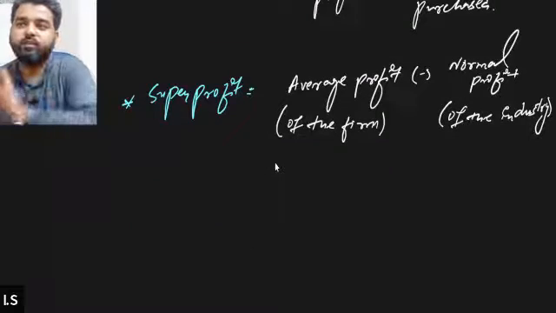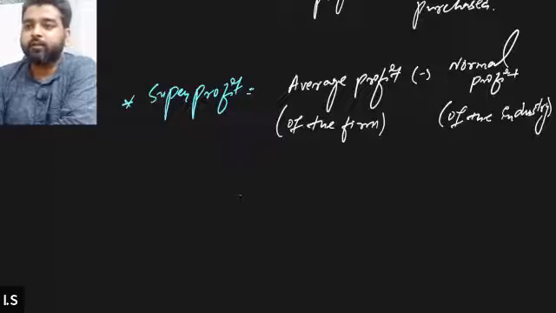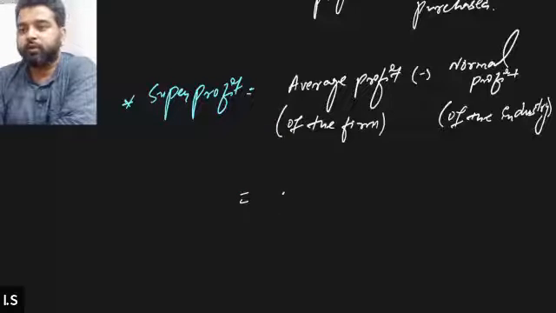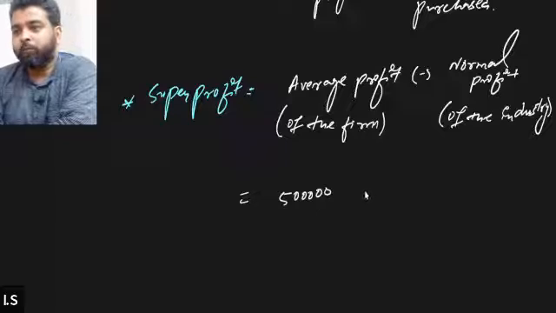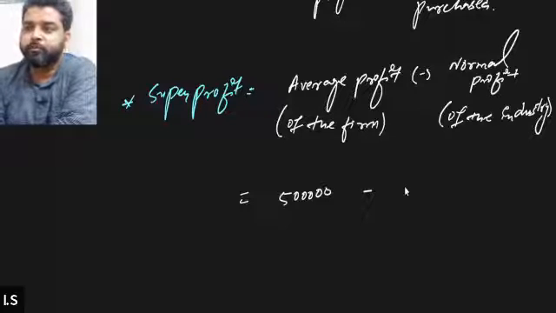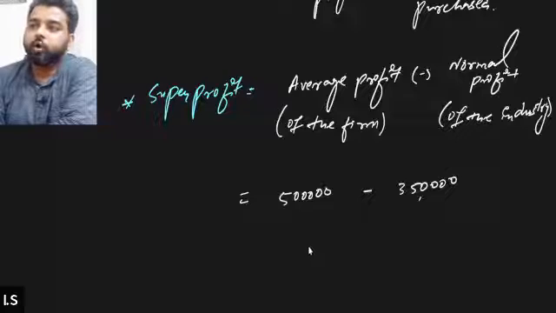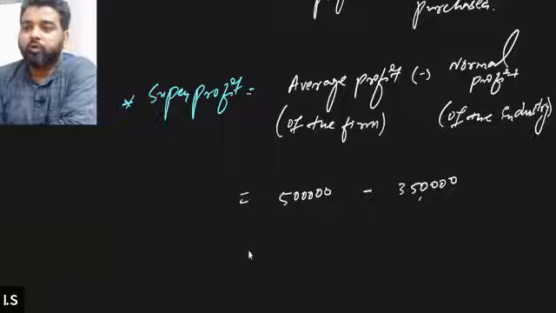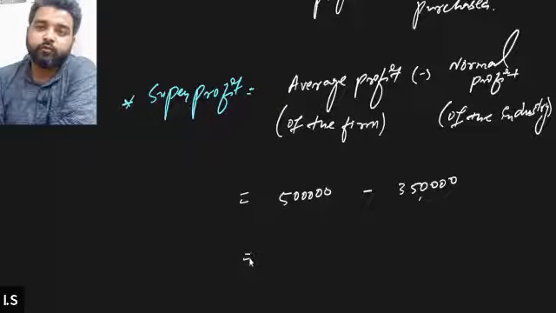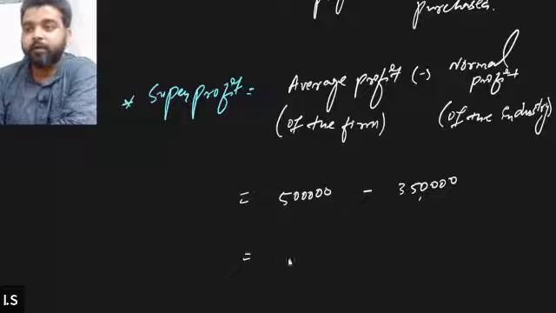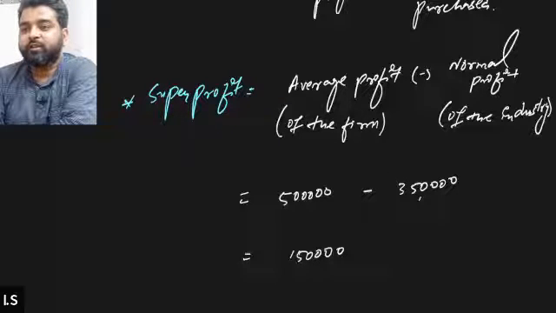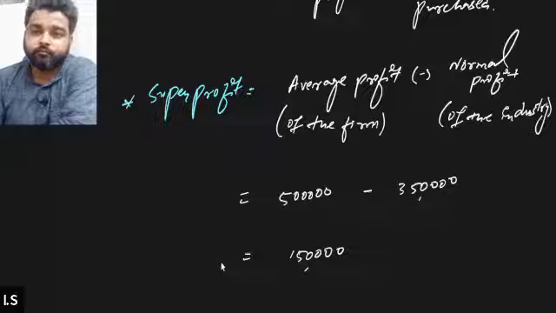Average profit is mostly given in the question. Let's suppose average profit is 5 lakh for any particular firm, and the normal profit of the industry, for the time being, is 3,50,000. After subtracting the normal profit out of the average profit of the firm, we will get the super profit. So 1,50,000 will be the super profit according to our example.